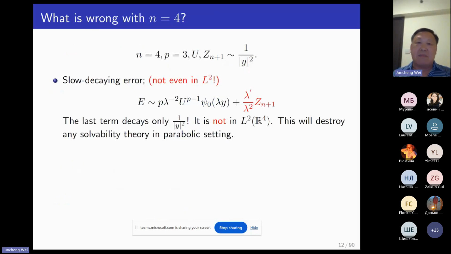Now, what is the main difficulty in dimension 4? In dimension 4, if p equals 3, the profile decays like 1 over y squared, and the kernel also decays like 1 over y squared. So the error here is not even L2. This one is L2, this one decays fast, but this one is not in L2. If it's not in L2, then you destroy any solvability theory in the parabolic setting. So we need to take care of this term because it's not L2.